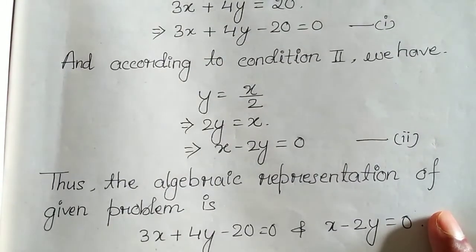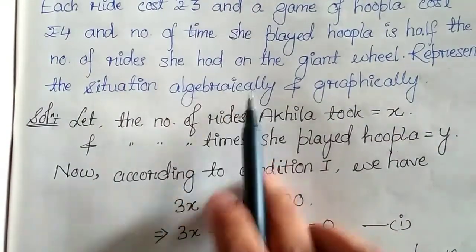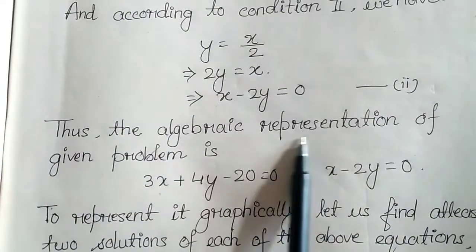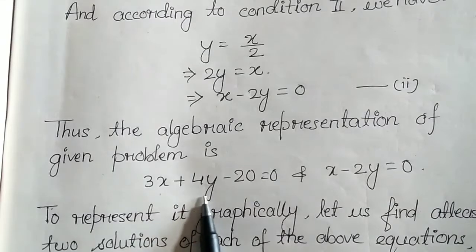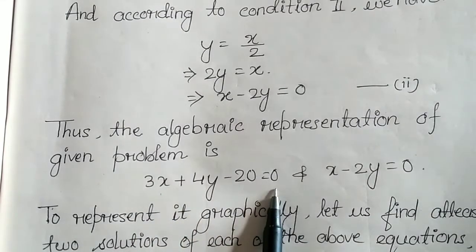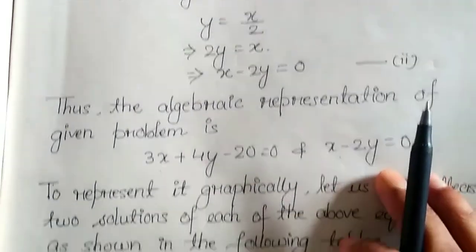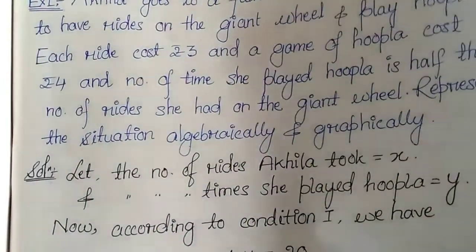So now the first part of the question, to represent the situation algebraically, is done, students. So you have to write thus: the algebraic representation of the given problem is 3x plus 4y minus 20 equals 0 and x minus 2y equals 0. Now we want the graphical representation.